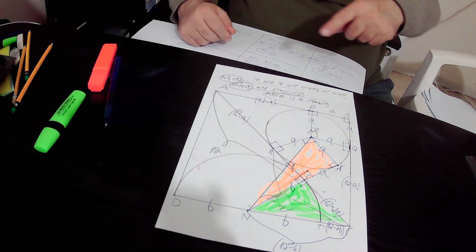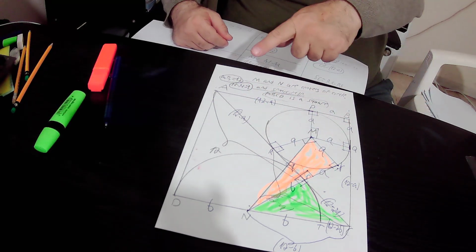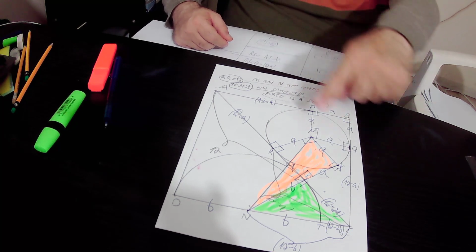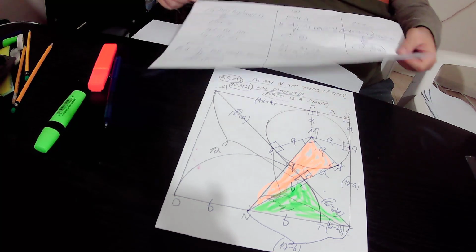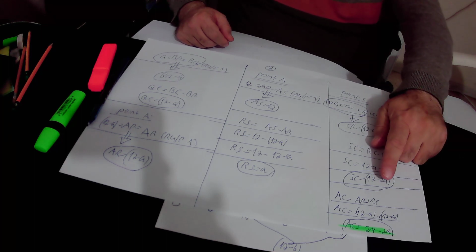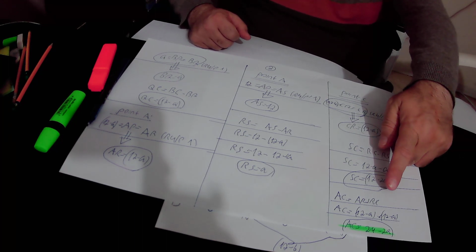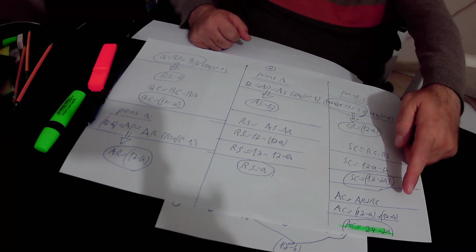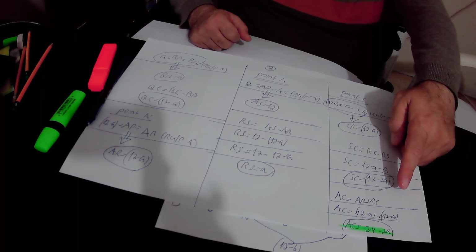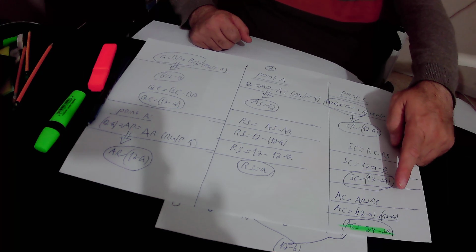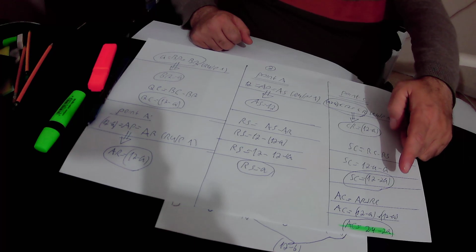And what is the value of diagonal AC? The value of diagonal AC is equal to AR plus RC. AR equals 12 minus A. RC is also equal to 12 minus A. So AC will be equal to 12 minus A plus 12 minus A. 12 plus 12 is 24, and minus A minus A is minus 2A. So in conclusion, we found out that the length of diagonal AC is 24 minus 2A.